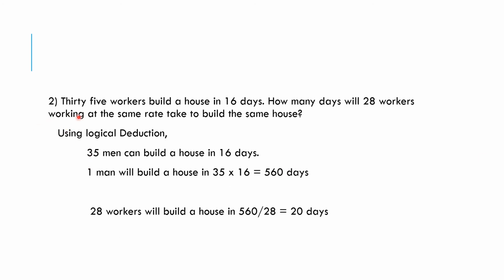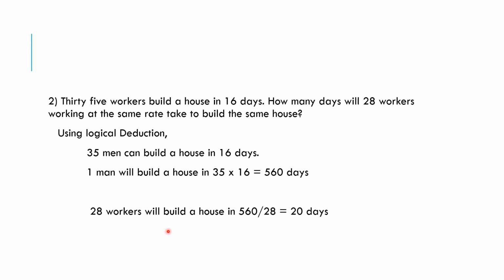35 workers build a house in 16 days. How many days will 28 workers working at the same rate take to build the same house? Now, using logical deduction, 35 men can build a house in 16 days. 1 man will build a house in 16 into 35, that is 560 days. And 28 workers will build a house in 560 over 28, that is 20 days.